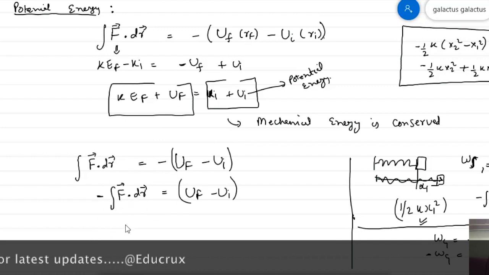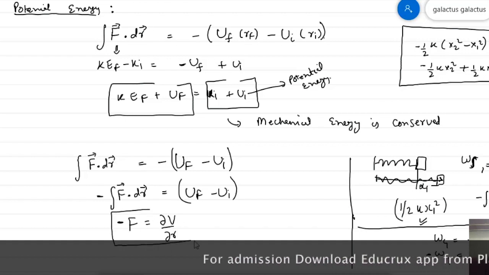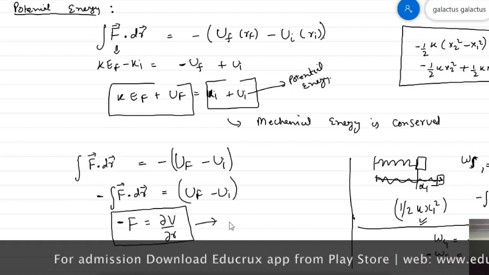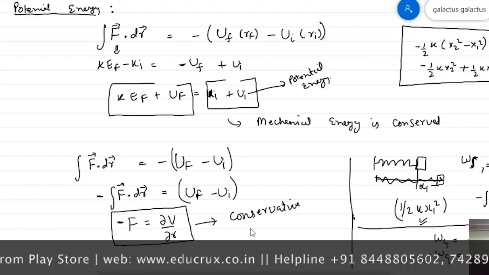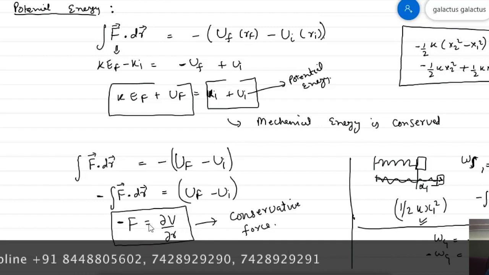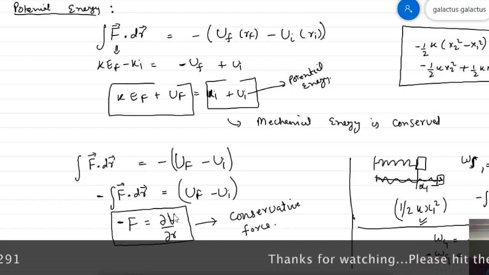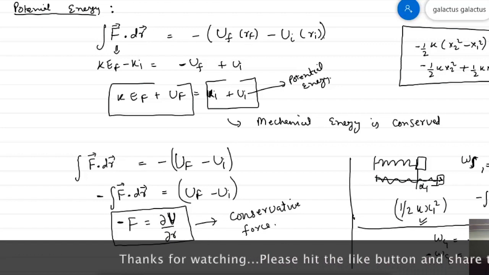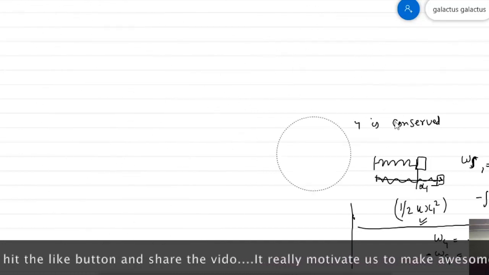So for a conservative force, we can define F is equal to minus dU by dr. This is only valid for a conservative force. Okay, so in case of a conservative force, I can define my force as a function of some U. Let us now study this expression in more detail.